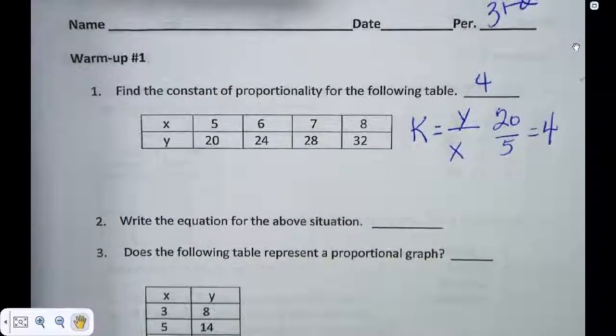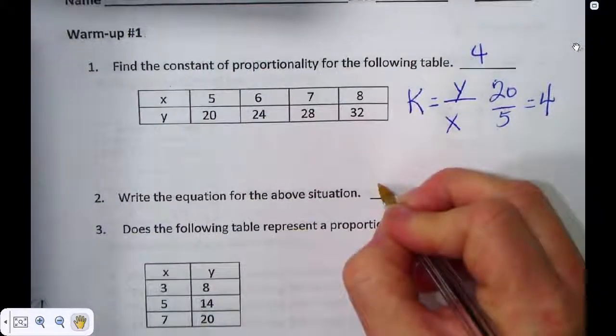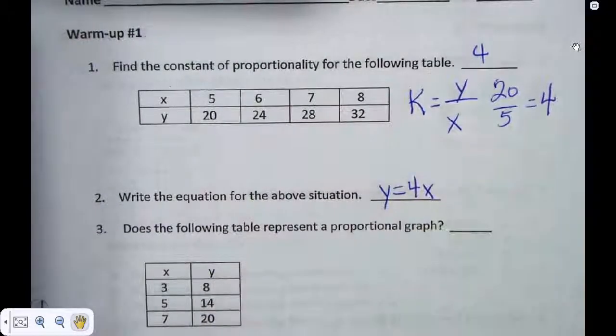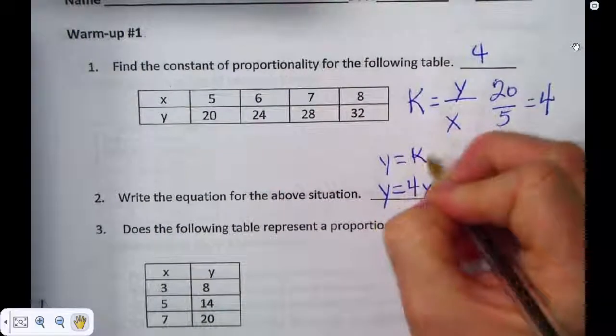Thank you, Miss Kemp. Okay, number 2. What's your answer? Because if it's proportional, it's going to be in this format.